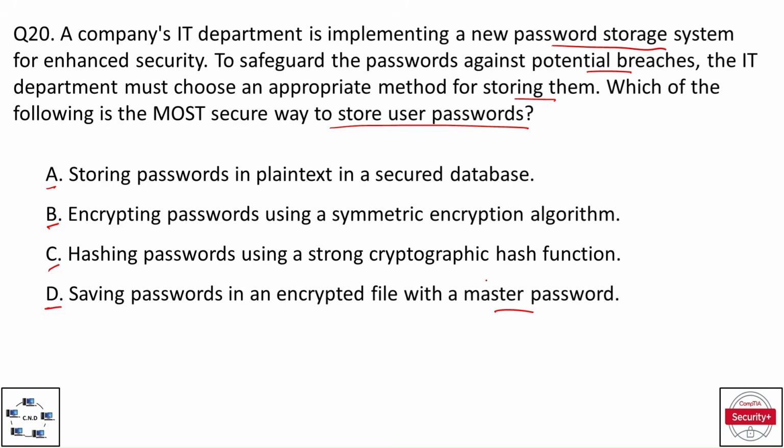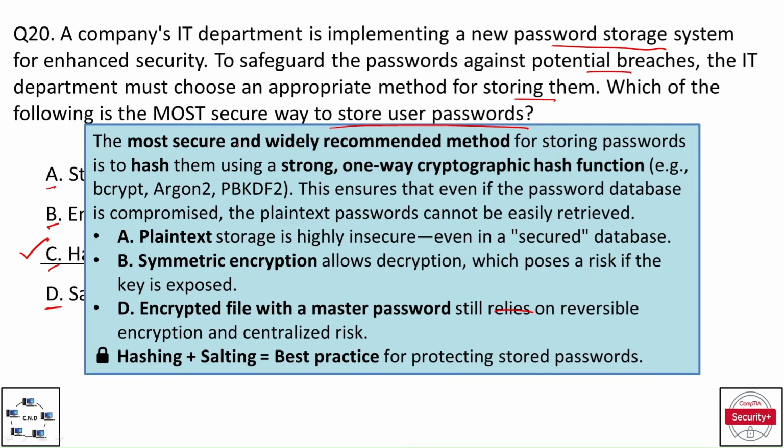And the correct option is option C, hashing password using a strong cryptographic hash function. And the explanation is, the most secure and widely recommended method for storing passwords is to hash them using a strong one-way cryptographic hash function, for example, bcrypt, argon2, or pbkdf2. This ensures that even if the password database is compromised, the plain text password cannot be easily retrieved.